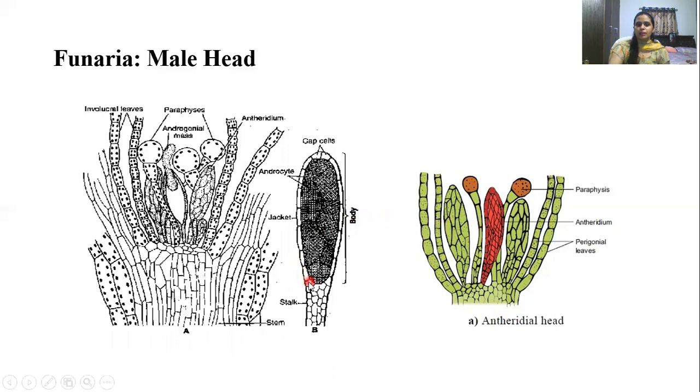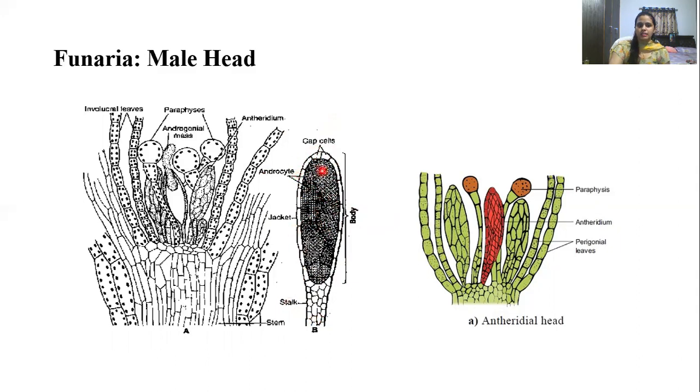So the antheridium consists of a multicellular stalk, and it consists of polygonal cells, which form the jacket. The jacket cells protect the androcytes. This is the jacket sterile cell. Why is it sterile? Because it is not involved in the reproduction. And at the tip, it consists of the cap cells, which will disintegrate during the liberation of the sperms.